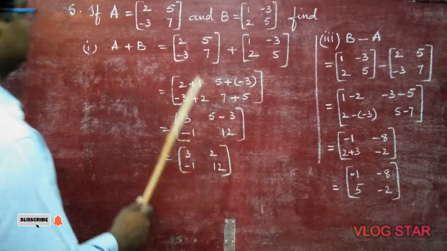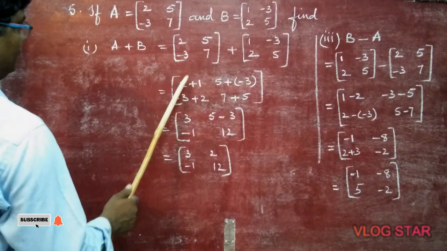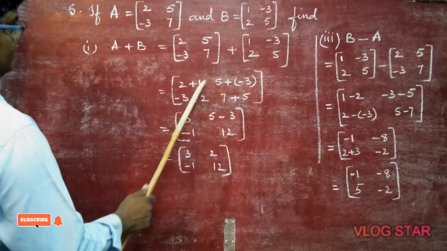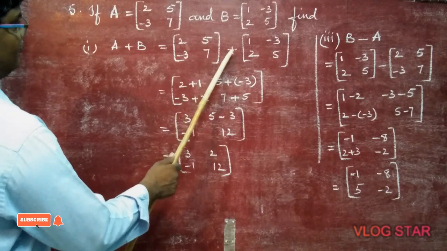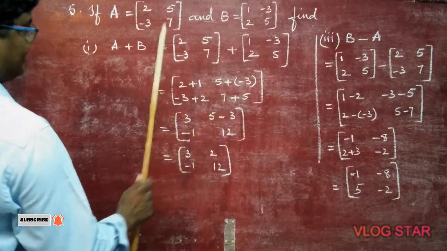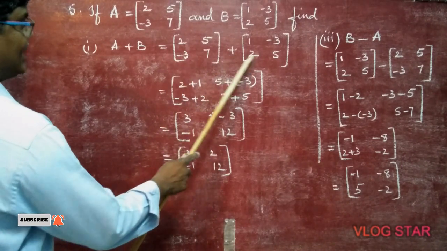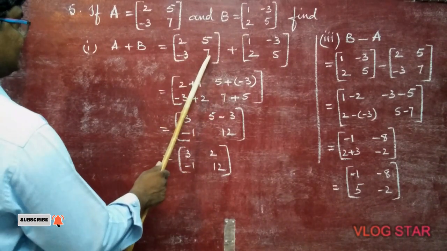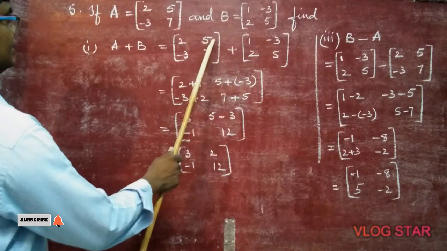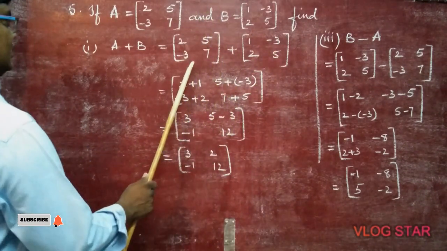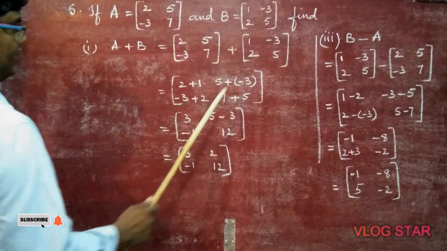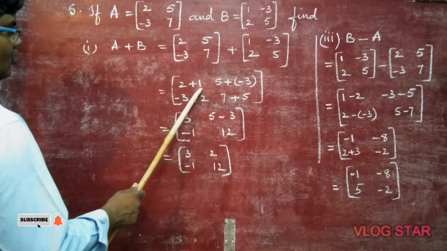Keep in mind. So now 2 plus 1, first element. Coming to the second one, 5 plus of minus 3. Minus 3 plus 2. Next last one, 7 plus 5. First element with first element. Second element with second element. Third element with third element. Fourth element with fourth element. Now 2 plus 1 how much?